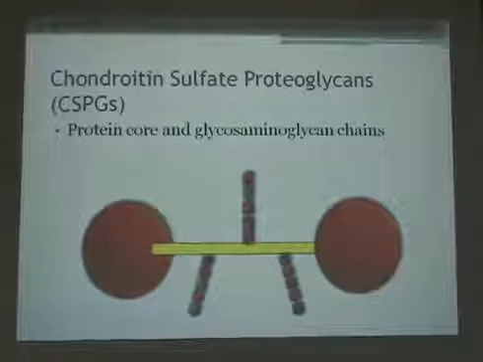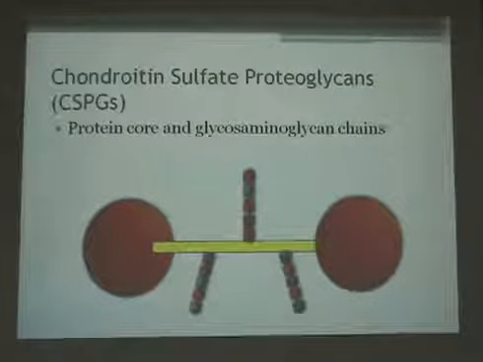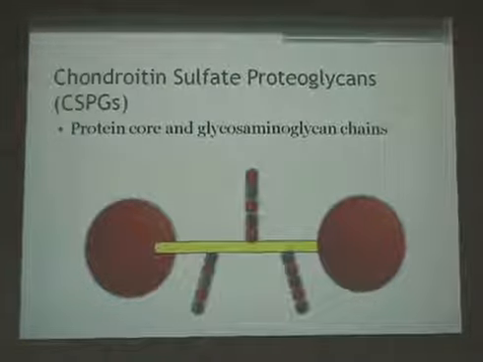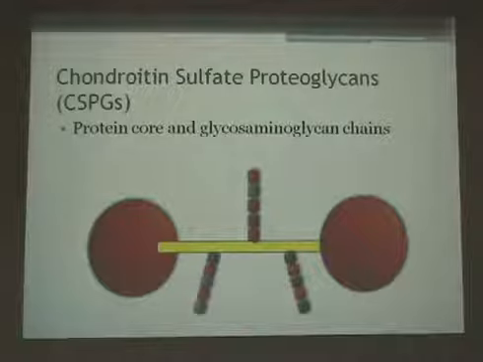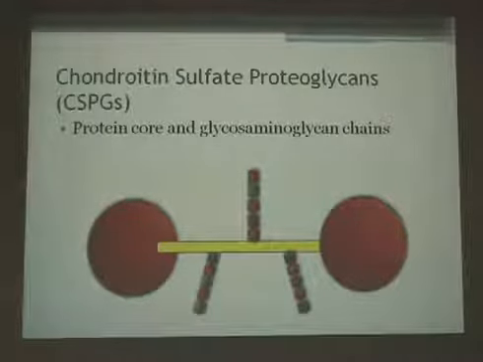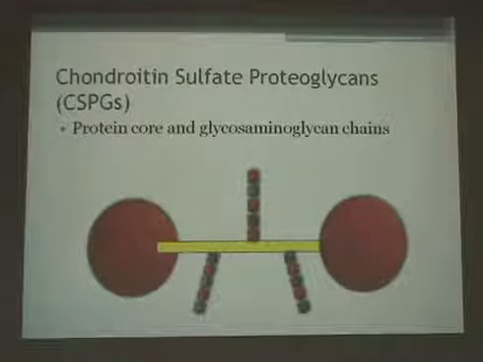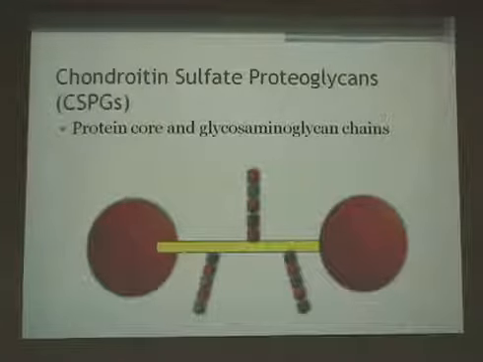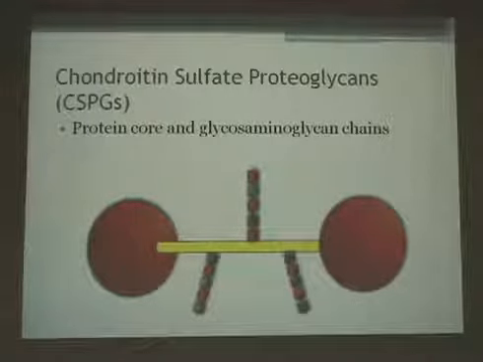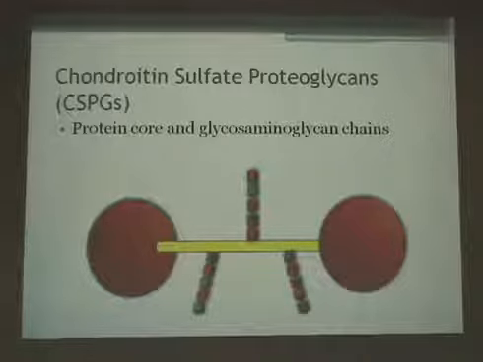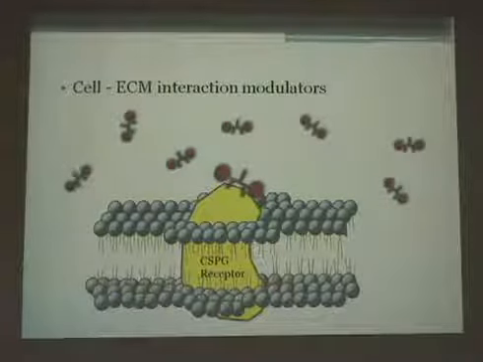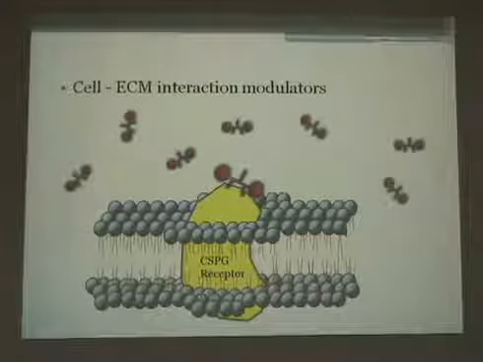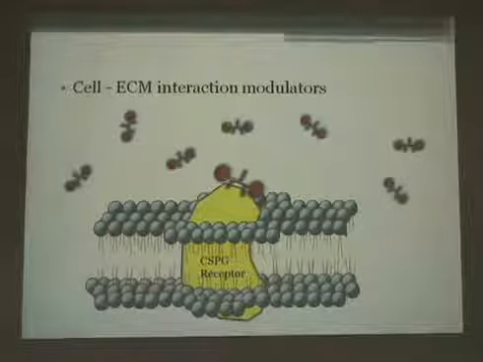This is a family of molecules which are characterized by having a protein core, as you can see here in red and in yellow. They also have these glycosaminoglycan chains, which are nothing else than sugar chains that are involved in the interactions of these molecules with different proteins and other molecules. So they are known as modulators between the interaction of the cell and the extracellular matrix.